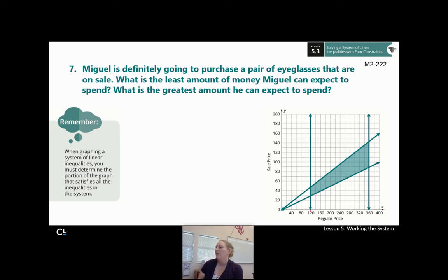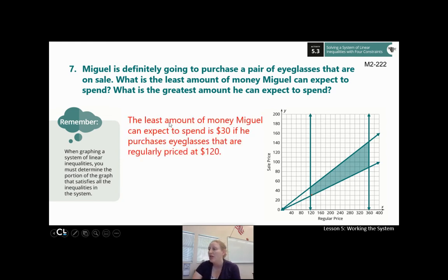All right, well, if he goes on the cheap end, so he's going for that $120 pair, it looks like on sale, the least he could expect to spend is $30. Fair enough. So the least amount of money Miguel can expect to spend is $30 if he purchases eyeglasses that are regularly priced at $120.